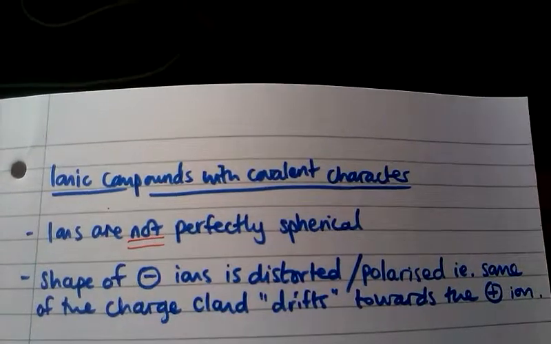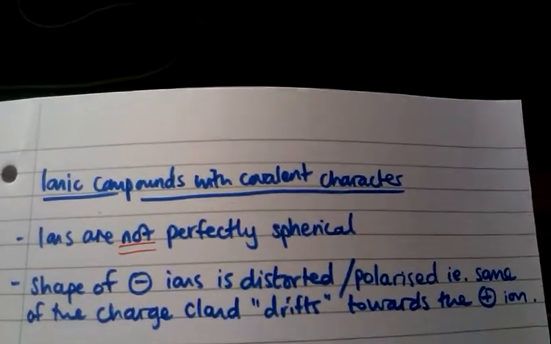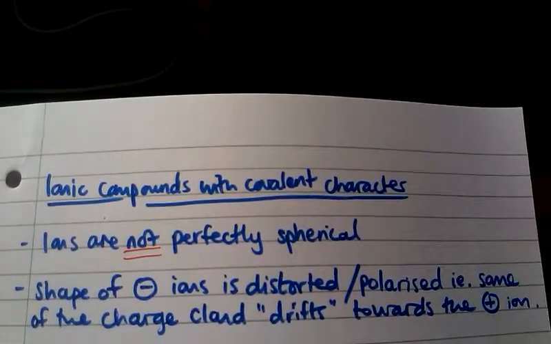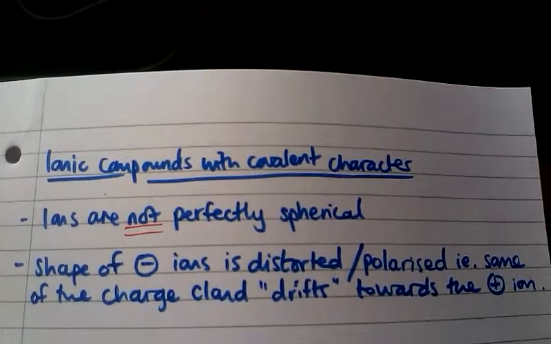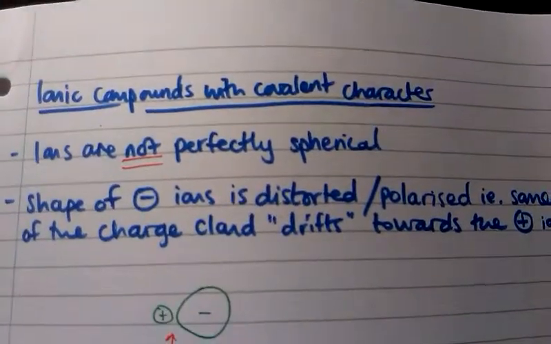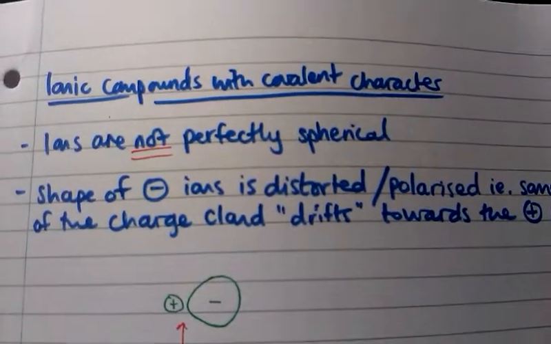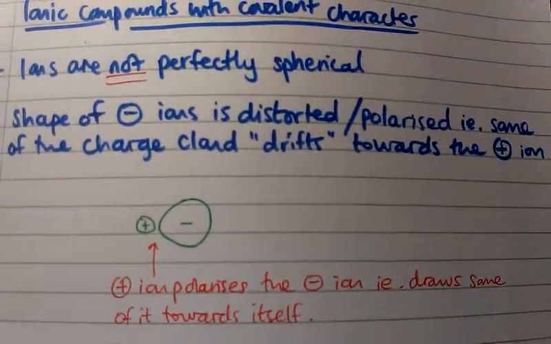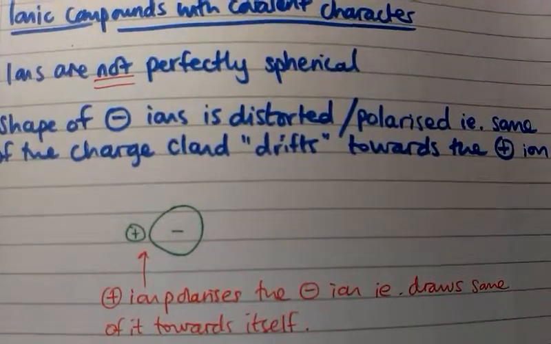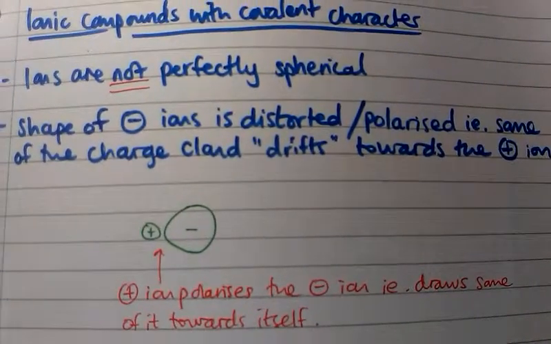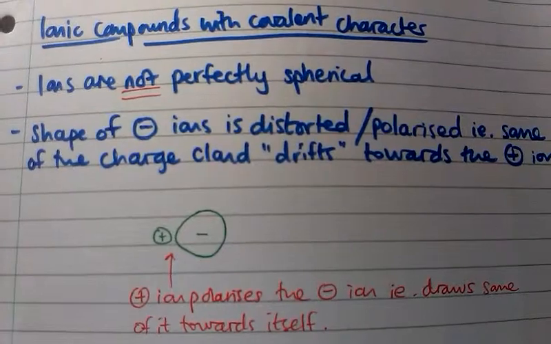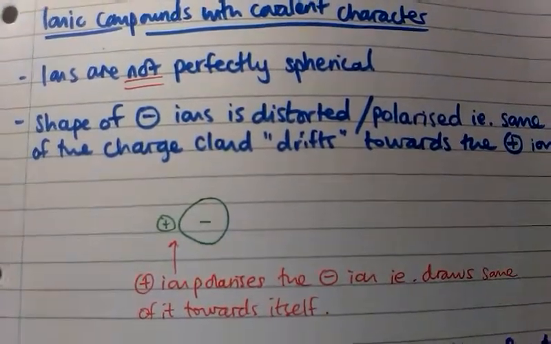So if you imagine that the negative charge is on the outer surface of the ion, and when it drifts towards the plus ion you get a slight bulge, so it's like a distorted sphere. So we say that the plus ion polarizes the minus ion, which means that it's just drawing some of the negative charge towards itself.